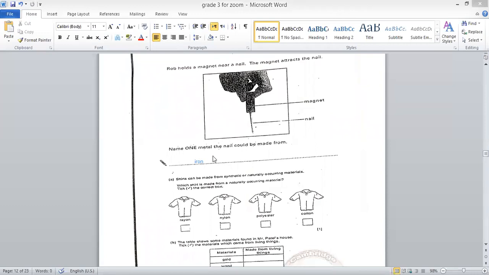Shirts can be made from synthetic or naturally occurring materials. Synthetic means man-made material. Naturally occurring means natural material. Which shirt is made from a naturally occurring material? Tick the correct box. Rayon is man-made. Nylon, man-made. Polyester, man-made. Cotton, natural material.